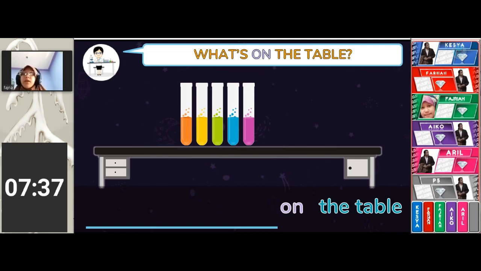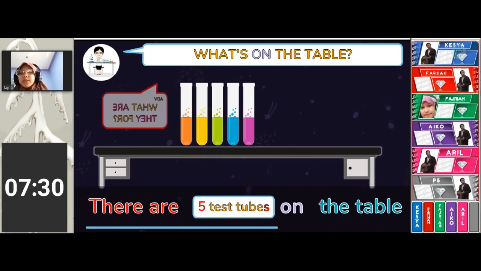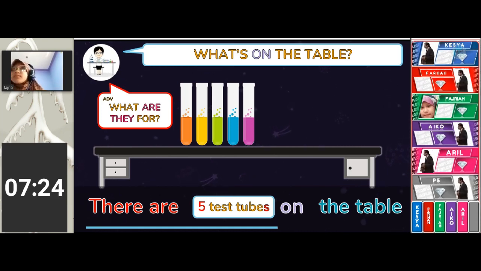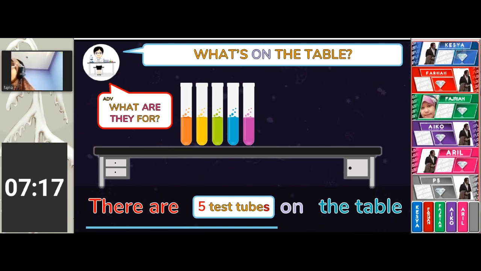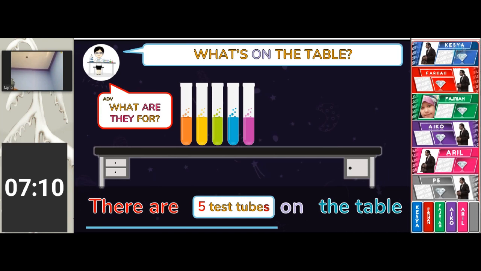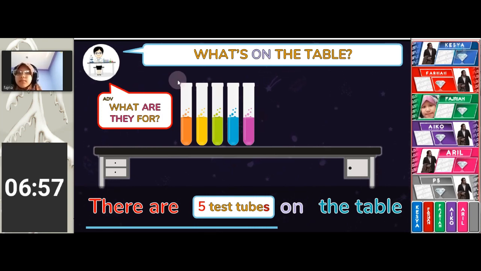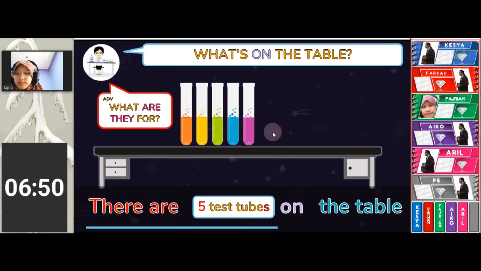What's on the table? There are five test tubes on the table. What are they for? We can use them to do simple experiments. And it's made of some strong glass.